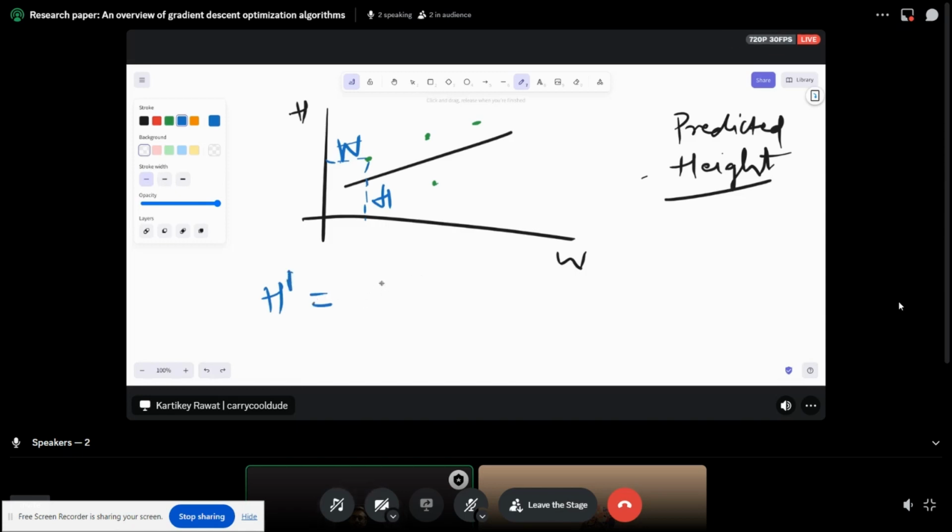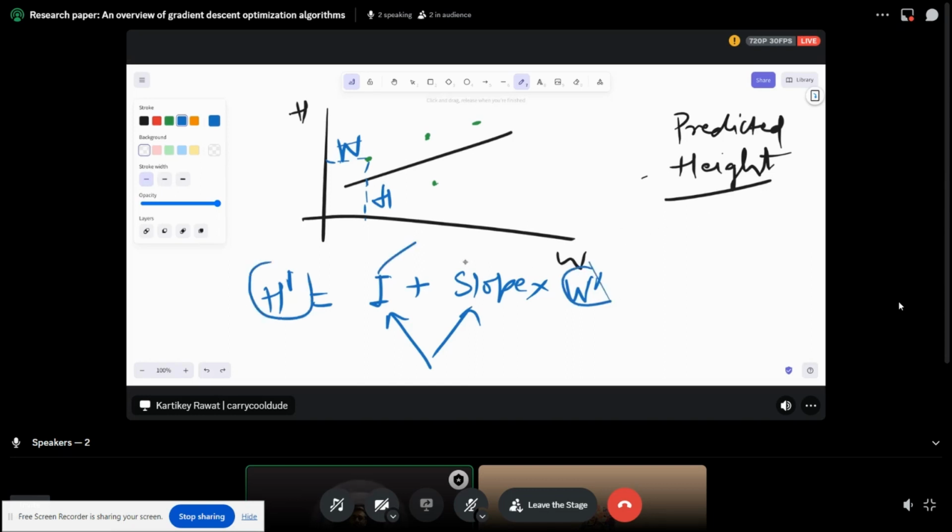So what we basically do is, there's some intercept, or you can say a constant, plus the slope into that particular weight, that is w, or you can say w1. These two are the main things that determine how gradient descent can fit a line to data by finding the optimal values for intercept and slope. That's the basic thing.